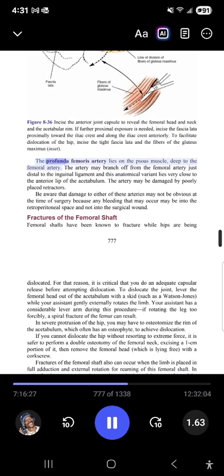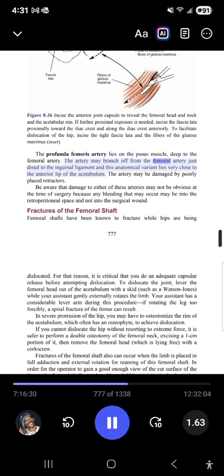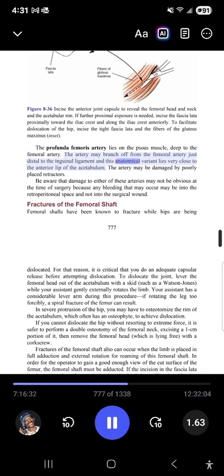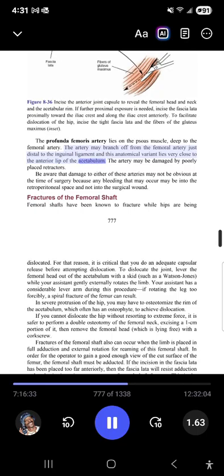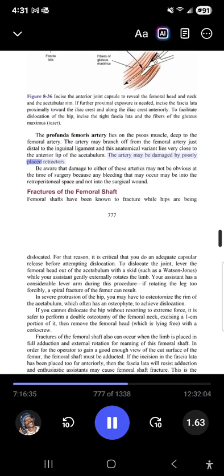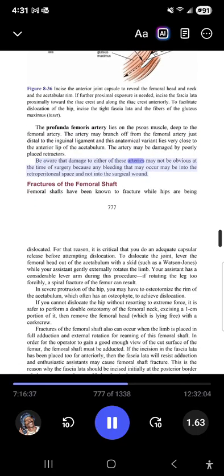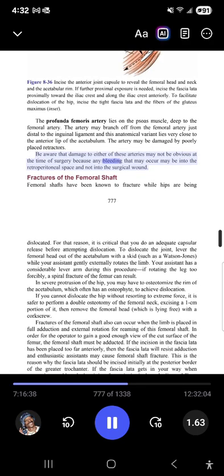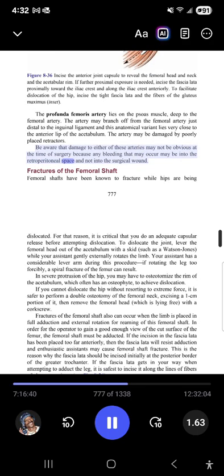Insert. The profunda femoris artery lies on the psoas muscle, deep to the femoral artery. The artery may branch off from the femoral artery just distal to the inguinal ligament, and this anatomical variant lies very close to the anterior lip of the acetabulum. The artery may be damaged by poorly placed retractors. Be aware that damage to either of these arteries may not be obvious at the time of surgery, because any bleeding that may occur may be into the retroperitoneal space and not into the surgical wound.